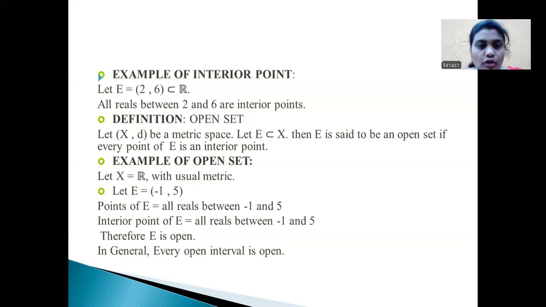Now, the next definition, open set. Let (X, d) be a metric space. Let E be a subset of X. Then E is said to be an open set if every point of E is an interior point. Example of an open set: let X = R with the usual metric. Let E = the open interval (-1, 5). Points of E are all reals between -1 and 5. Interior points of E are all reals between -1 and 5. Therefore, E is open. Generally, every open interval is open.